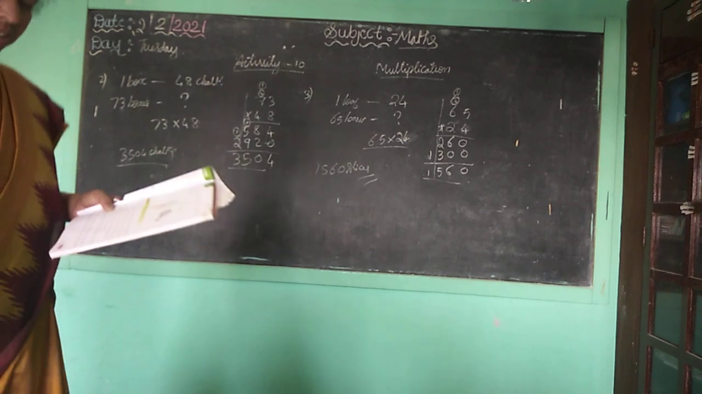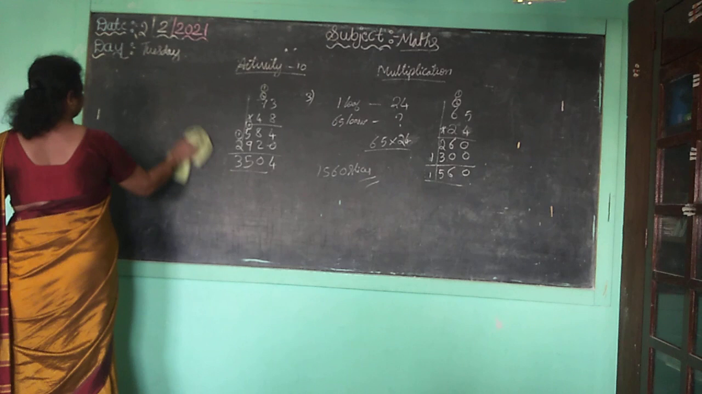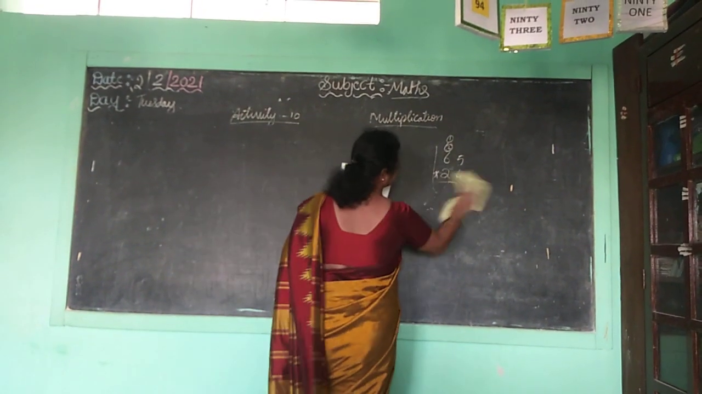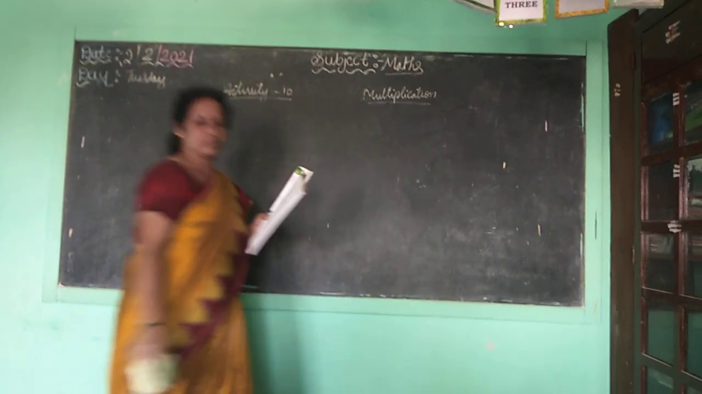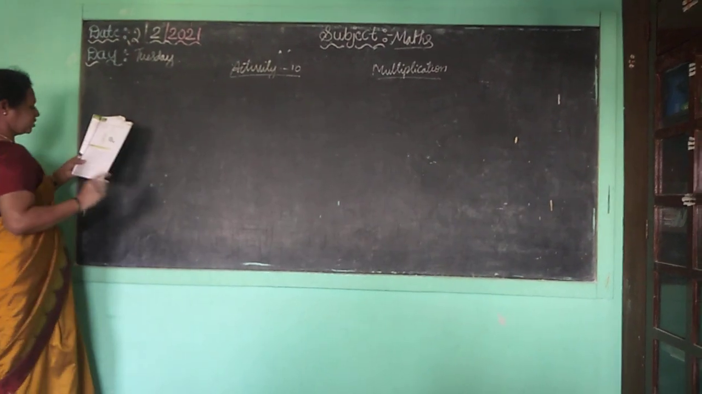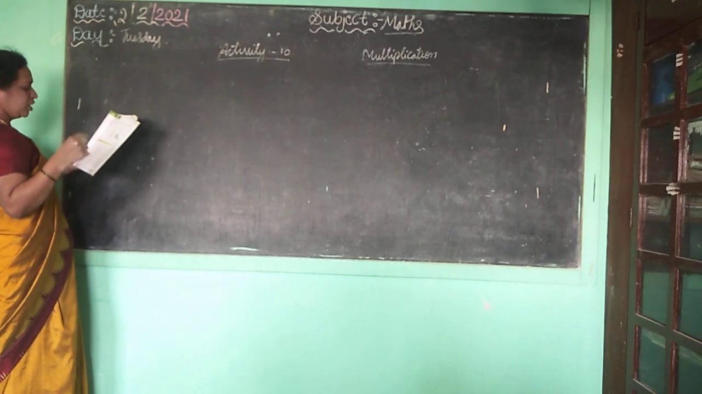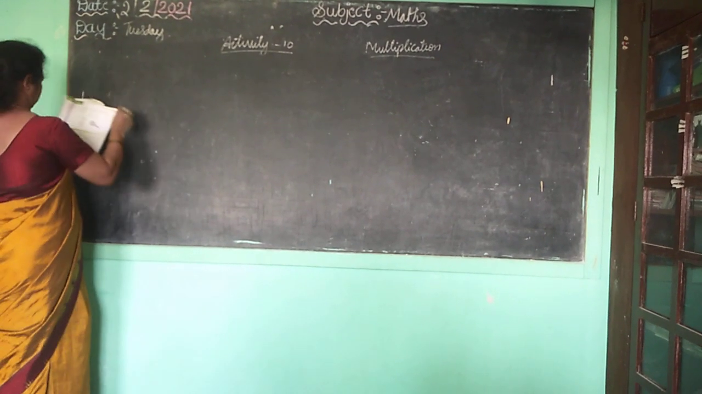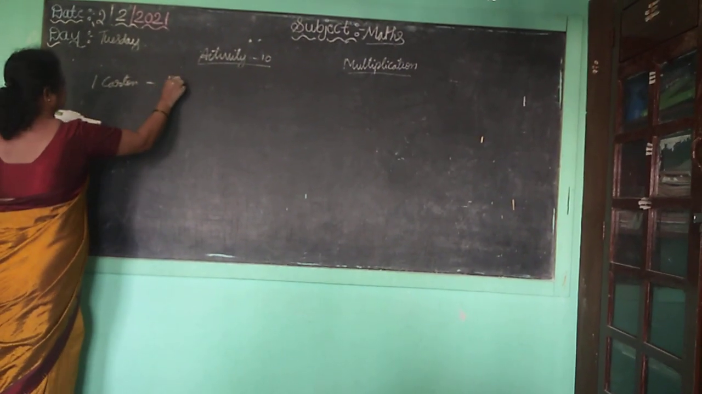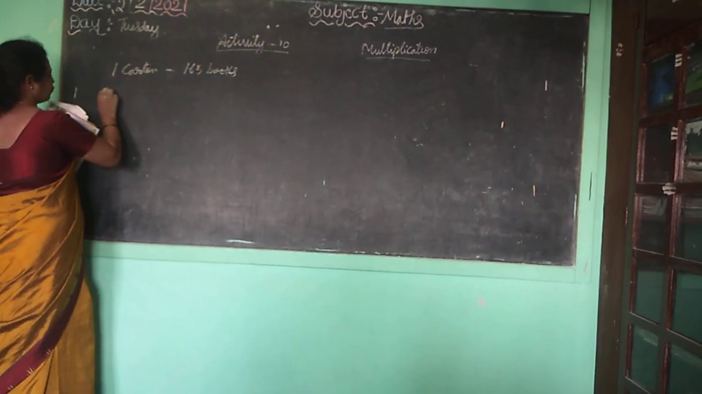Next, fourth sum, children. See, a carton contains 165 books. A carton box contains how many books? 165 books. How many books will 54 such cartons contain? 165 books. Okay. 54 such.